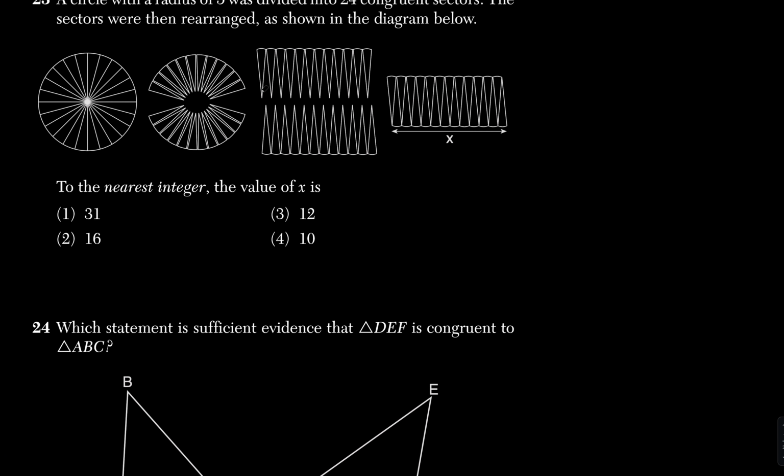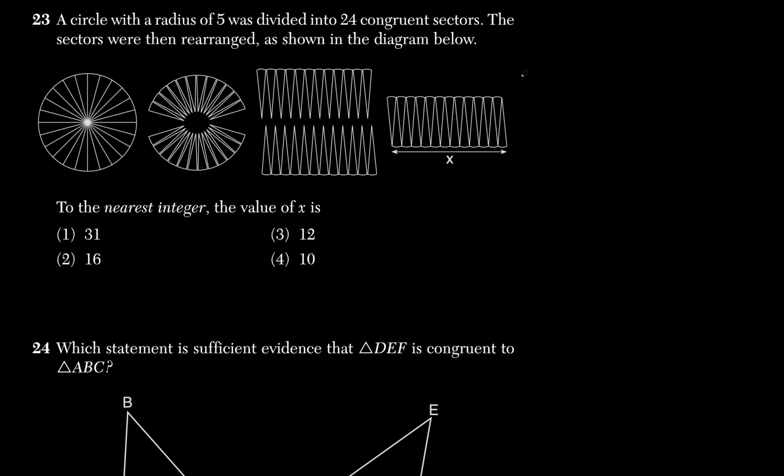23. A circle with a radius of 5 was divided into 24 sectors. The sectors were rearranged as shown in the diagram below. To the nearest integer, what is the value of x? So this here is the length. But they're not asking for this side. They're only asking for this side. So what they did was take the circumference of the circle, break it up in half, and then only take this segment and ask for x.